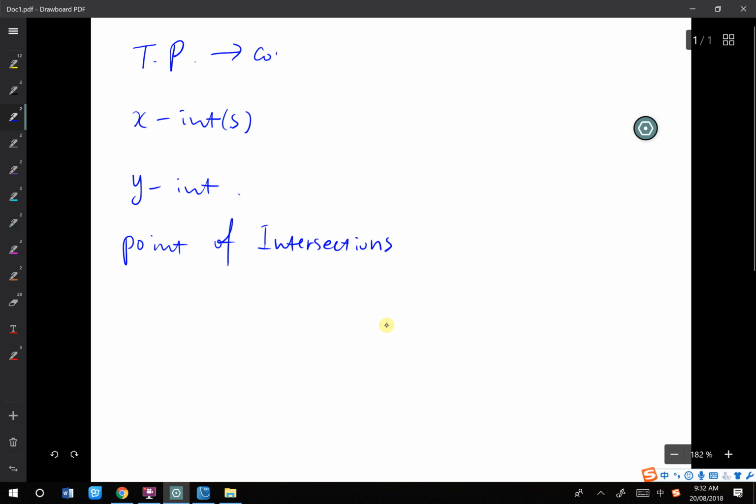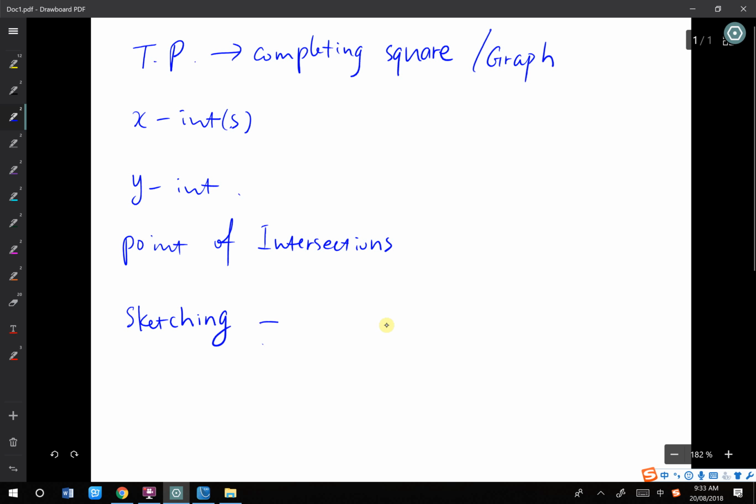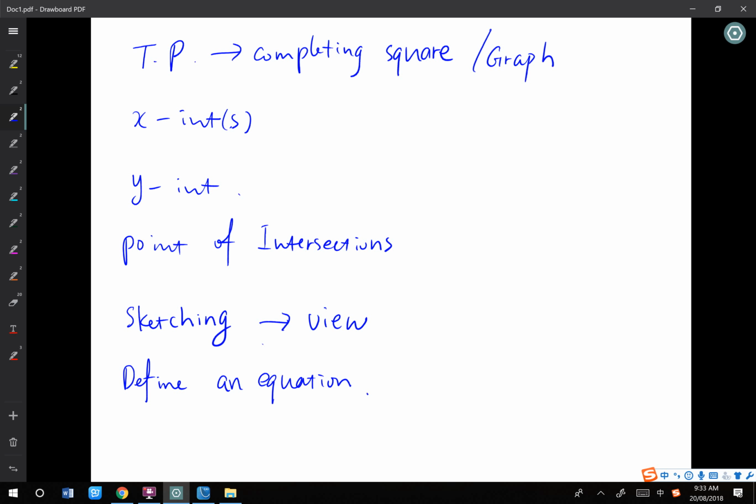Turning point by completing the square or by graph. And then sketching: how to sketch for a quadratic, and to make the view better, how I can make a center in the middle, how I can view that. What else? How to define an equation. Okay, that's what I think is all we need to talk about today.